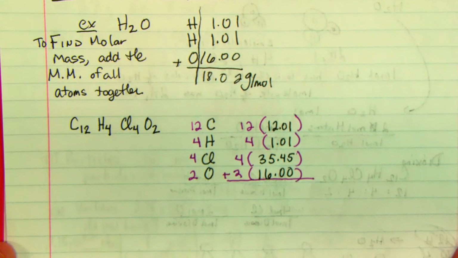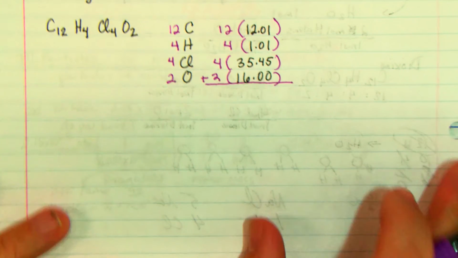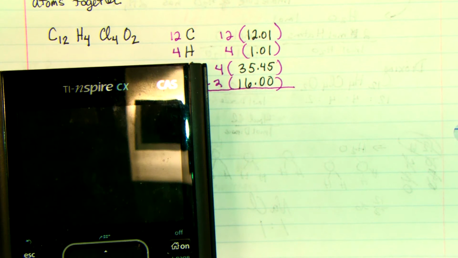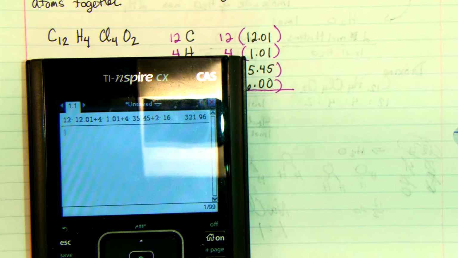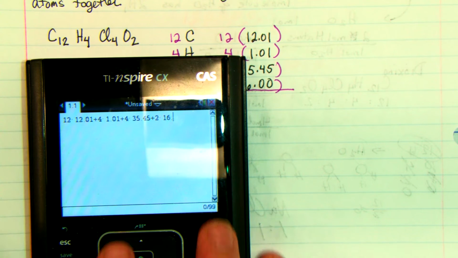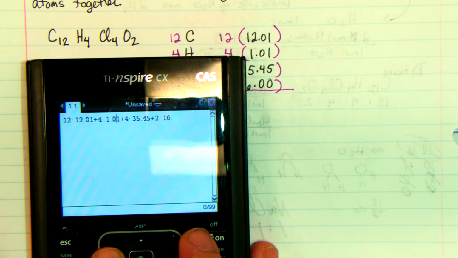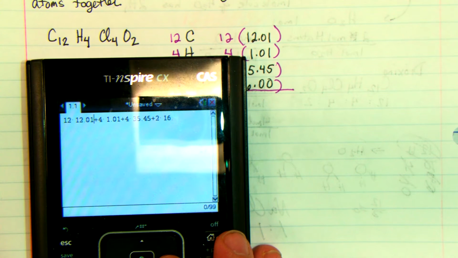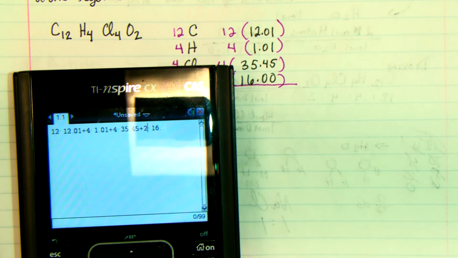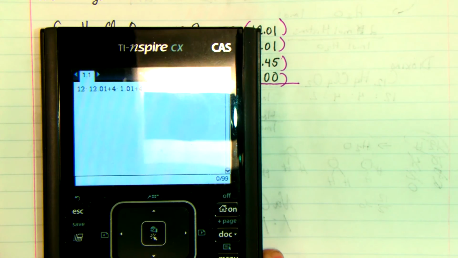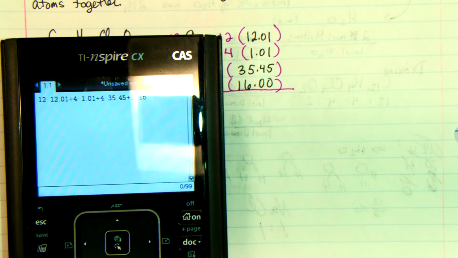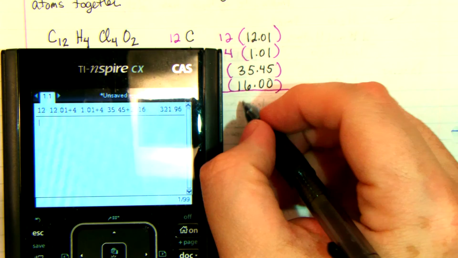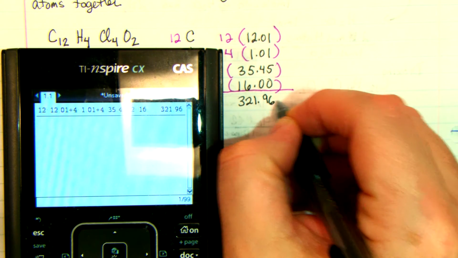Now that's a lot of math. That's why I say this calculator ends up being your friend when we do this type of calculation. Because with this calculator, you can type in at the beginning 12 times 12.01 plus 4 times 1.01 plus 4 times 35.45 plus 2 times 16, and you can get your answer. So instead of doing everything part by part, with the Inspire, which we have in the back, we have a full set, all you have to do is hit enter, and you get your 321.96 grams per mole.